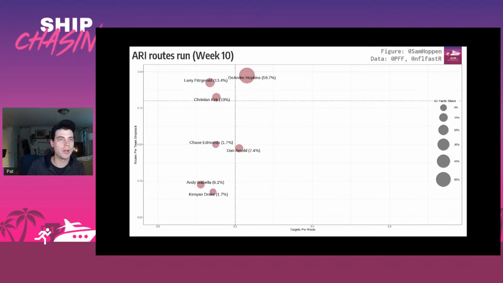This was not a good week for him, only a 3% target share, 7% air yard share. He had a weighted target per route run of 0.31. Ben Gretch came up with this stat. It takes target per route run and adds air yards. That weighted target per route run did tie with Kirk and was better than Larry Fitzgerald.